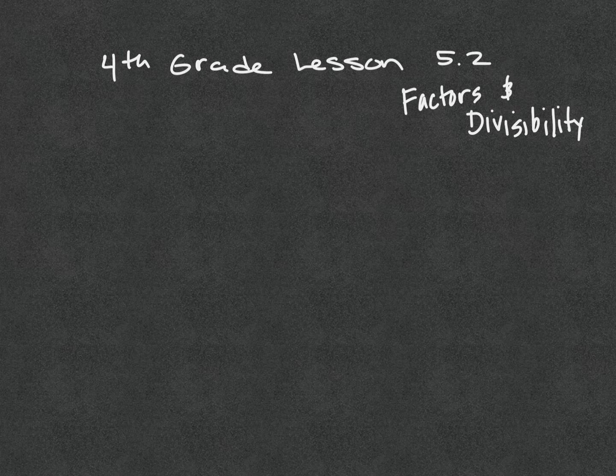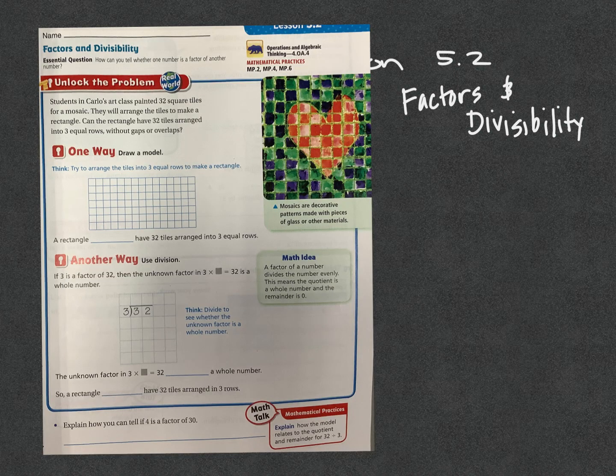Fourth grade lesson 5.2 is factors and divisibility, like whether something is able to be divided by a specific factor. Let's have a look at how this plays out. Our essential question is, how can you tell whether one number is a factor of another number? Remember, a factor is a number that can be multiplied together with another number to make a product.